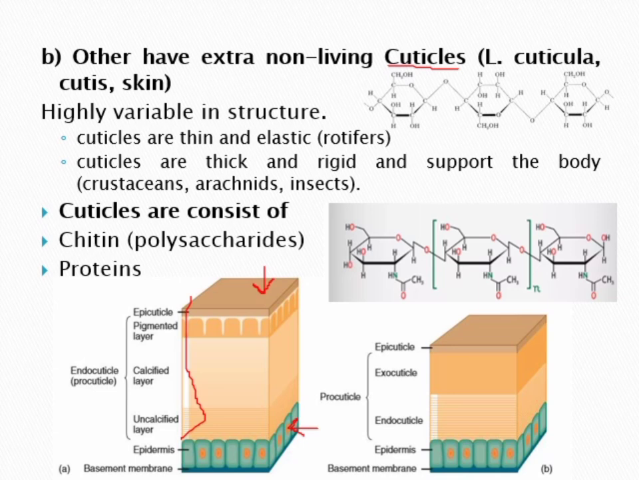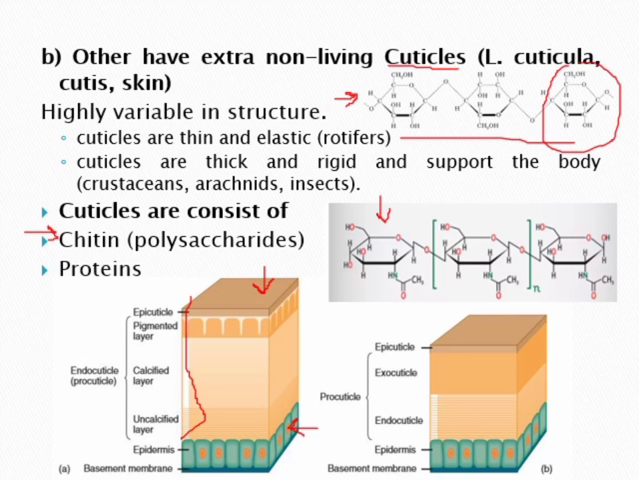But generally cuticles consist of chitin, a polysaccharide. Like the polysaccharides we know, starch, glycogen and cellulose. These polysaccharides are made up of monomers. Here on the top we can see the monomers of cellulose. So they are glucose molecules.